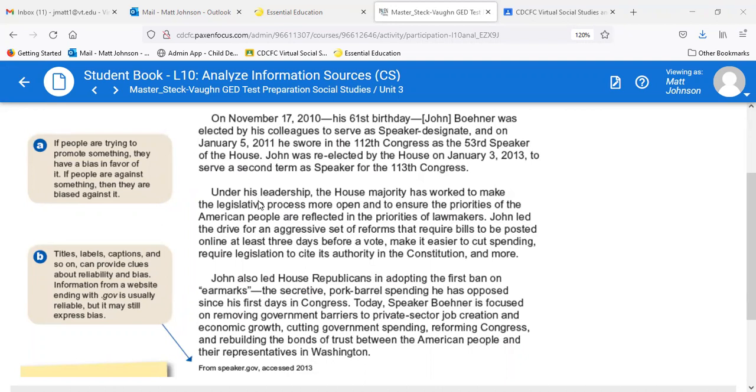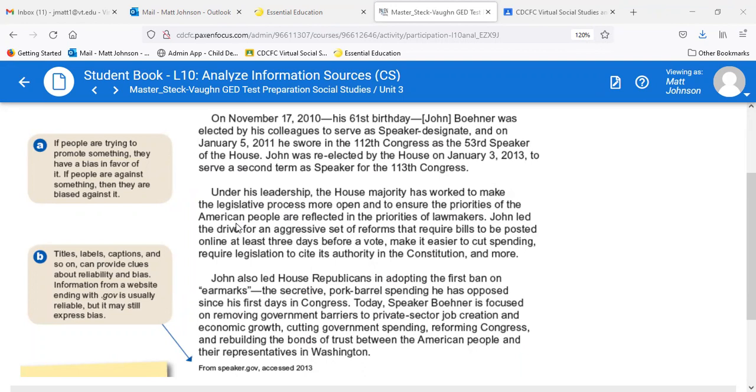And I always talk about looking at where that source comes from. Really, really important for this lesson. This is from speaker.gov, and it was accessed in 2013. It's also important to show when it was accessed because information on websites changes. So if we were to go there today, we're not going to find the same thing. Well, it will be archived, but as far as current, John Boehner is no longer there, he's retired.